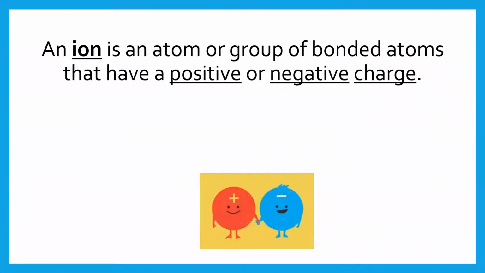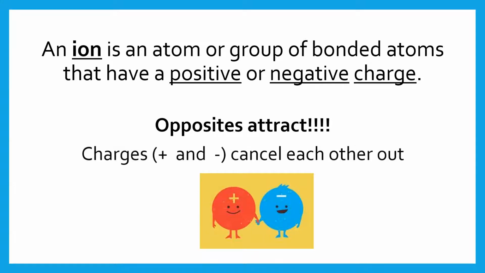So just like we said that a molecule was a covalently bonded group of atoms, you can also have an ion. An ion is a group of bonded atoms that have a positive and negative charge. They come together and they form an ionic bond. So you should know by now that opposites attract, the positive and negative attract, and they cancel each other out. So they do have a charge to start, but once they bond, it becomes neutral as well, just like the molecule.